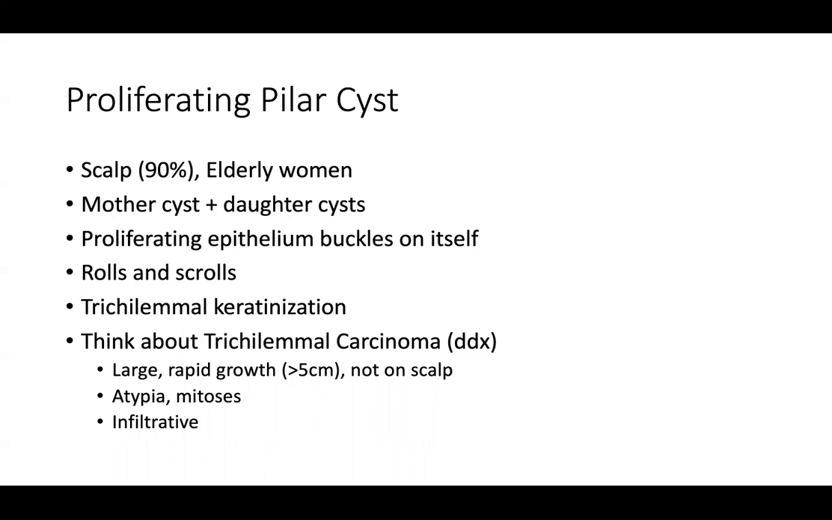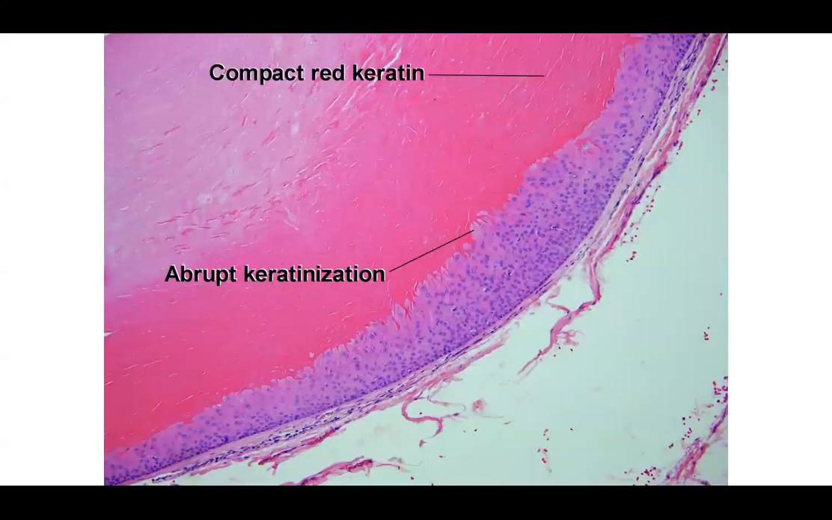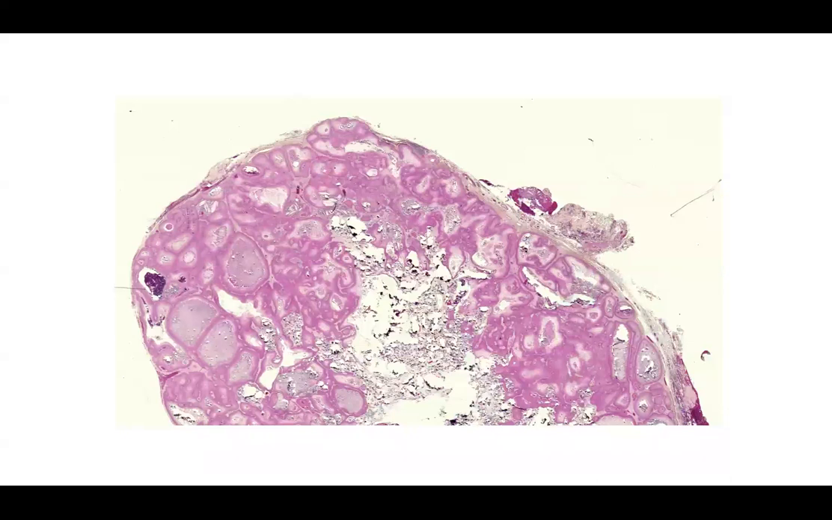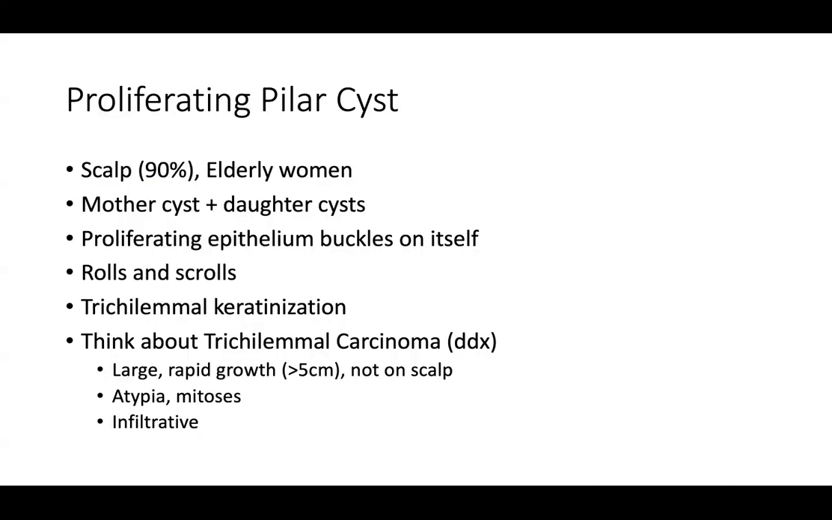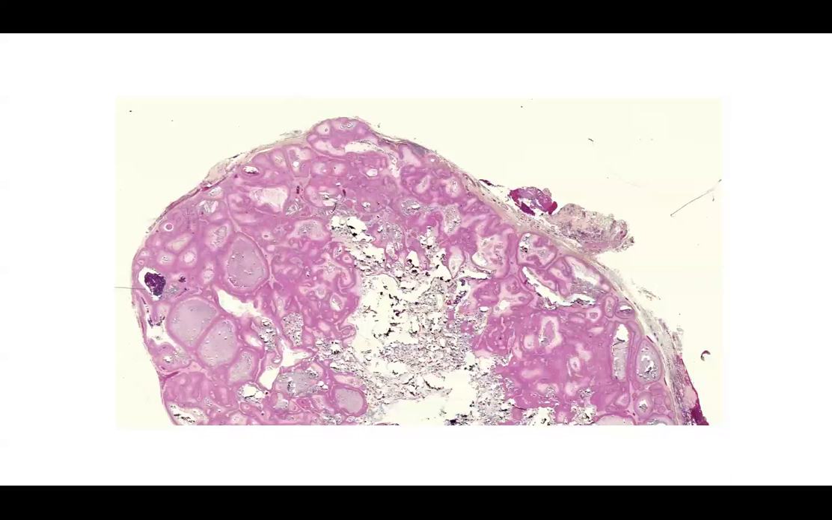So look very carefully, because you don't want to miss something that at low power looks like a proliferating pilar cyst, and then you actually in reality have a trichilemmal carcinoma with large rapid growth. These often will be bigger than 5 centimeters, multiple mitotic figures, multiple atypical keratinocytes. It's got an infiltrative growth pattern, etc.